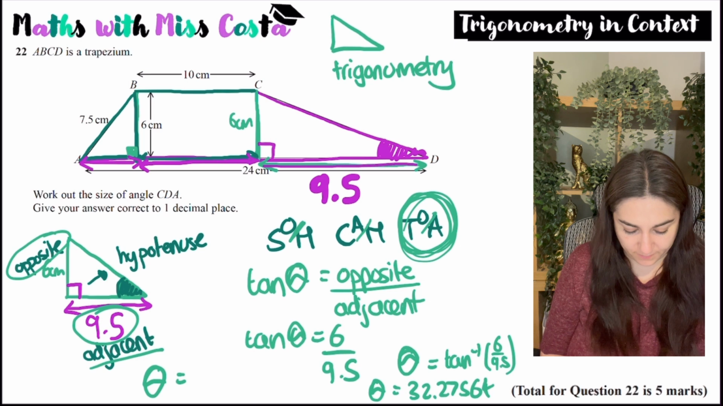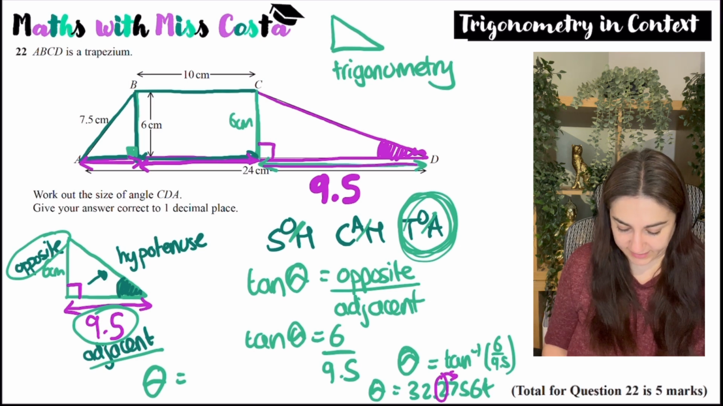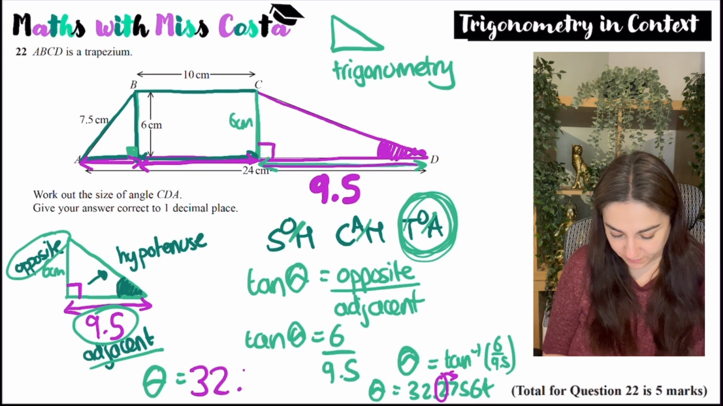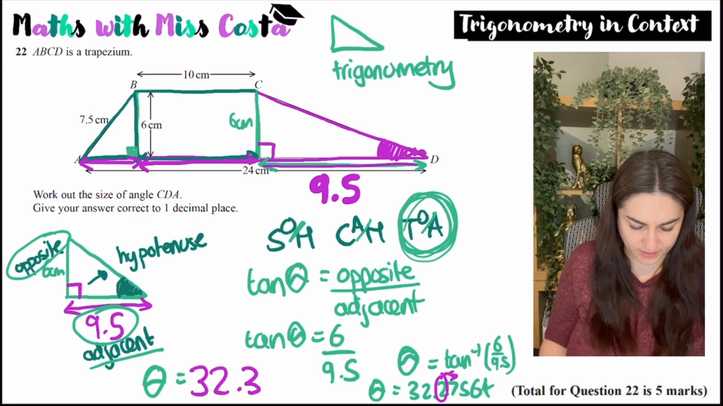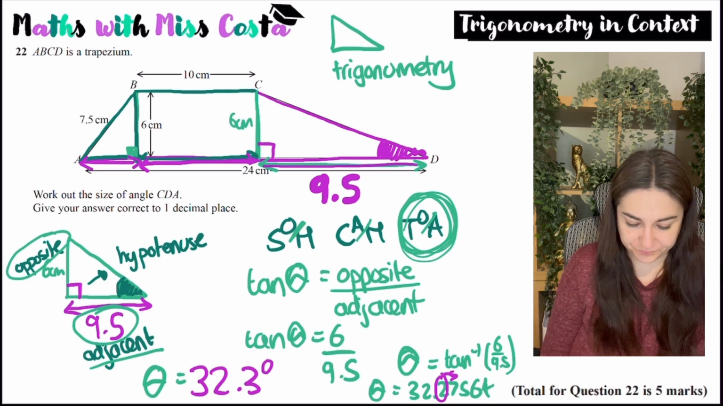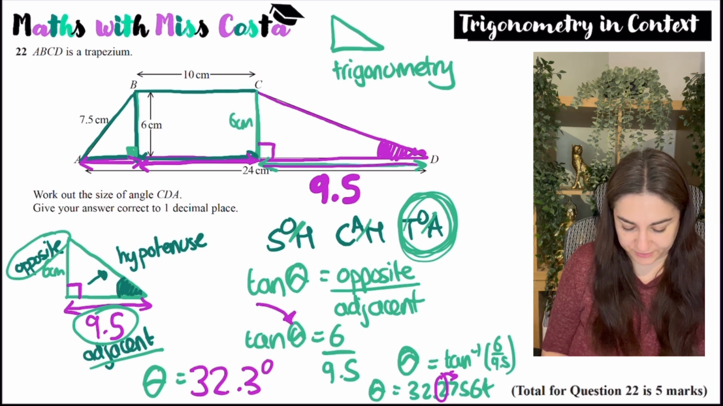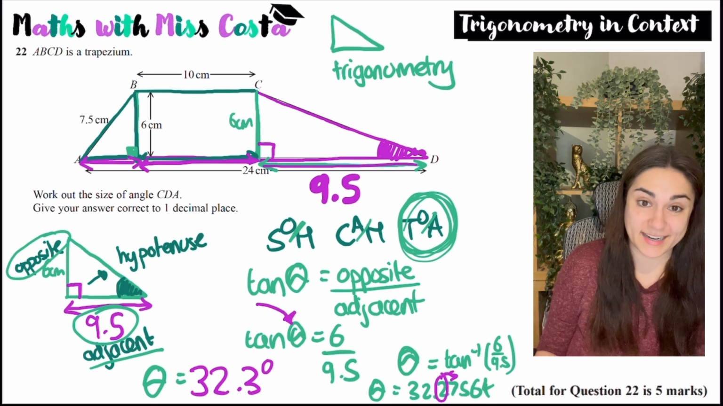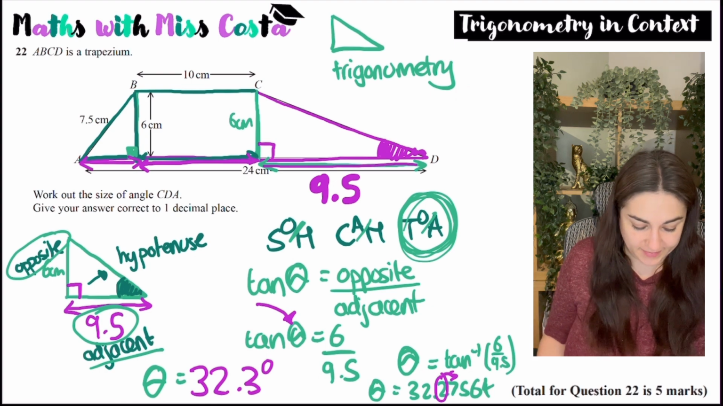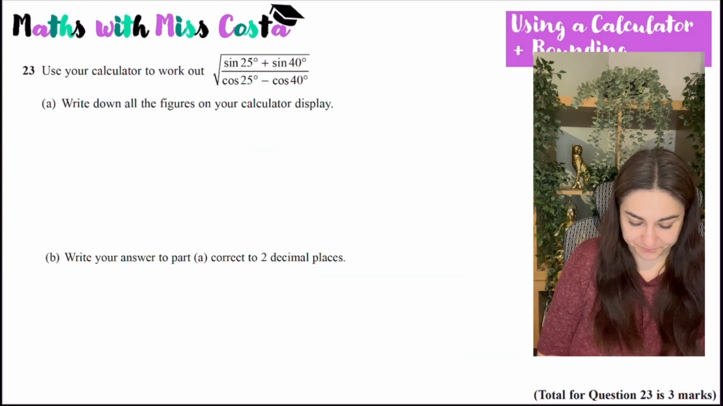32.27564, but it's to 1 decimal place, so I'm going to circle this, look next door, it's more than 5, so that would be 32.3 degrees. Theta is just the mathematical representation for the angle. And that's how we do that question.